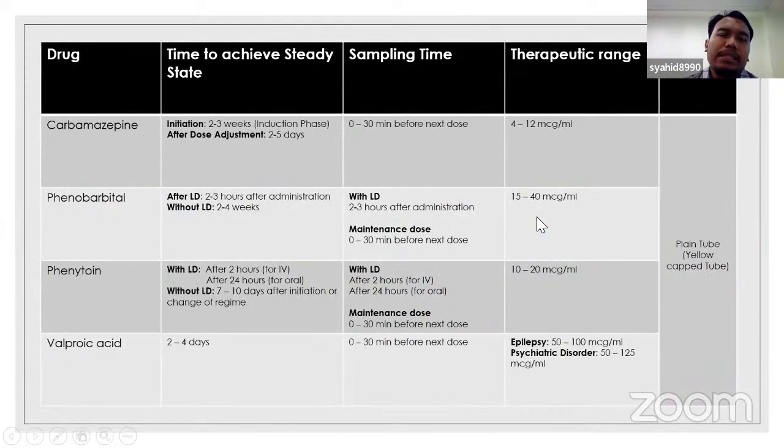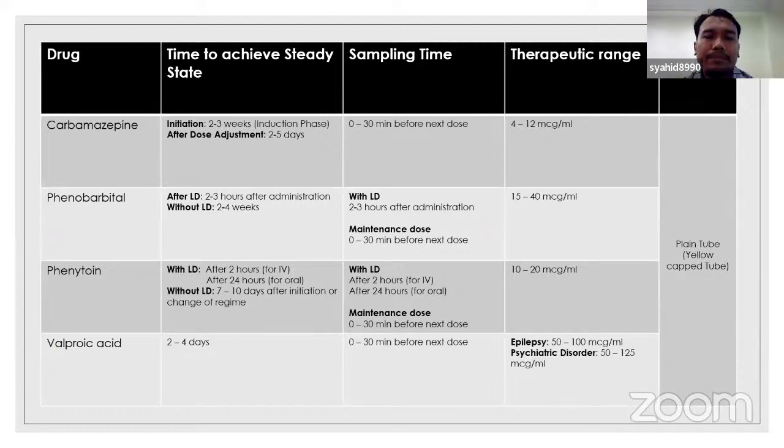Right. The next group is anti-epileptics. For carbamazepine, the time to achieve steady state with the initiation dose is 2 to 3 weeks. Then if we start with the initiation dose, then we do the TDM, after which we need dose adjustment. It will take 2 to 5 more days to achieve steady state for the new dose. Okay, for sampling time, usually we take a pre-dose sample, which is 0 to 30 minutes before the next dose, with a therapeutic range of 4 to 12 mcg per ml.